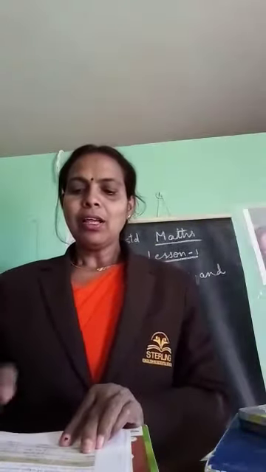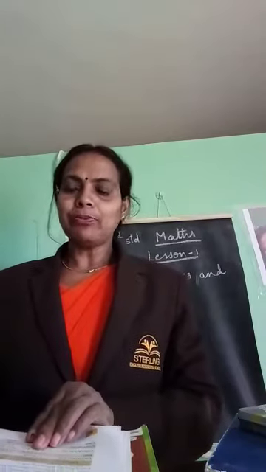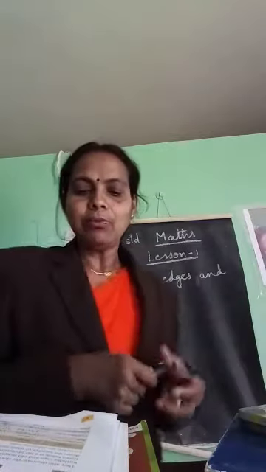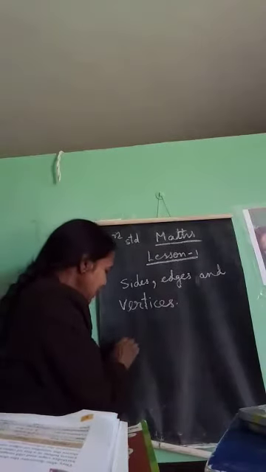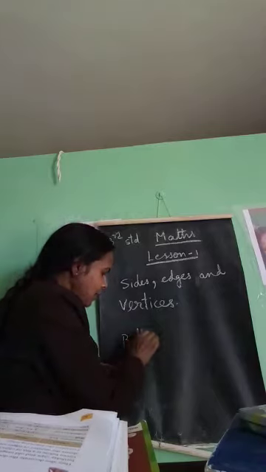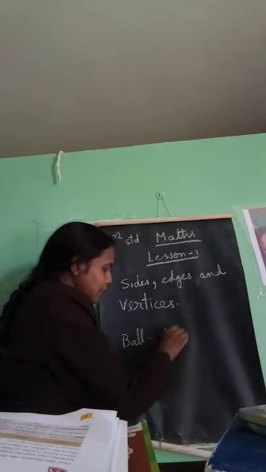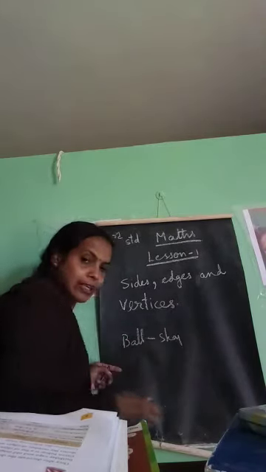Can you see? Now the ball. Ball shape is a sphere. What is the shape? Spherical. A ball has a spherical shape. Write down sphere in the first column. Shape is sphere.